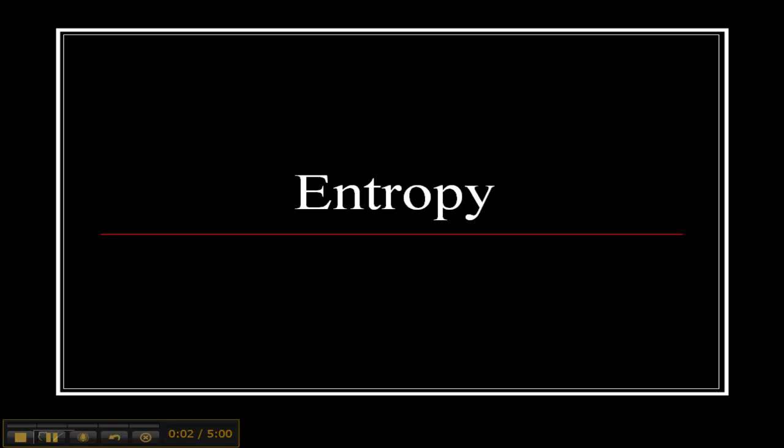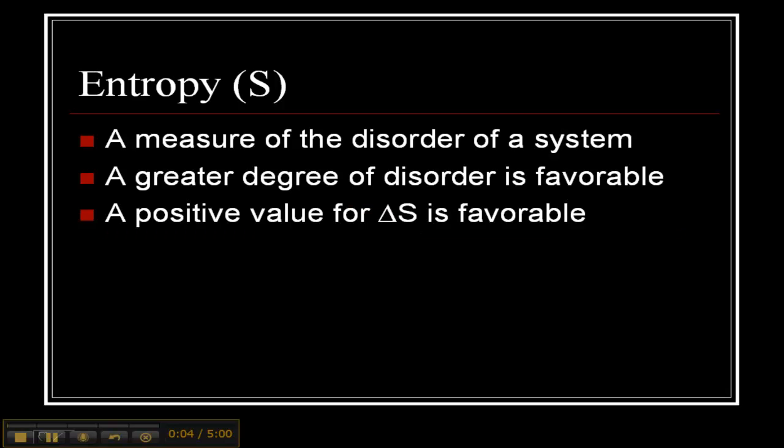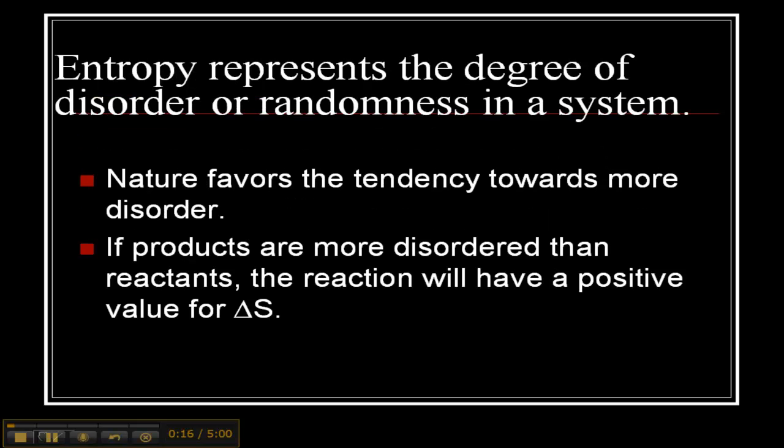In this video, we're going to discuss some entropy. So entropy is a measure of the disorder in a system. The greater the degree of disorder is going to be favorable, and we want to look for positive values in delta S. So nature is going to favor the tendency toward more disorder. So if your products are more disordered than your reactants, then the reaction is going to have a positive value for the change in the entropy.